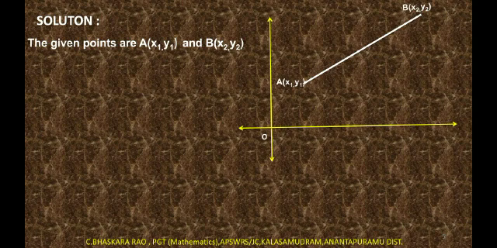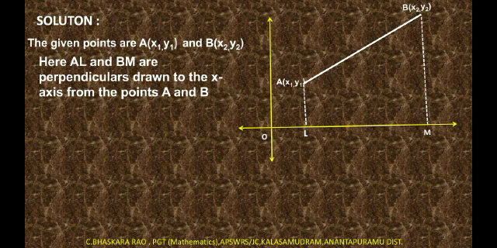Okay, now first of all, draw perpendicular lines AL and BM to the x-axis from the points A and B. Here you see AL, a perpendicular line drawn to the x-axis from the point A. At the same time, a perpendicular line BM is drawn from B to the x-axis. You see, same thing is written here. Okay. Next, you see here.